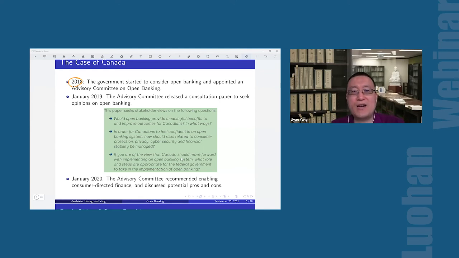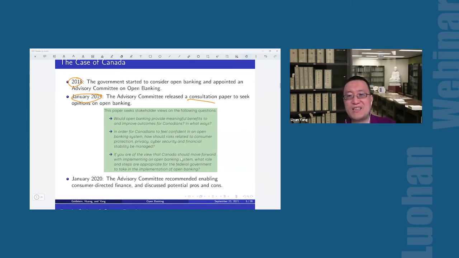But the advisory committee was very cautious. In January 2019, they released a consultation paper to explain what open banking is, how it works, how it can benefit society, and, related to the question just raised, how it is implemented now. They asked the general public, basically academia and industry people, what their views are and whether they think open banking is good or bad.